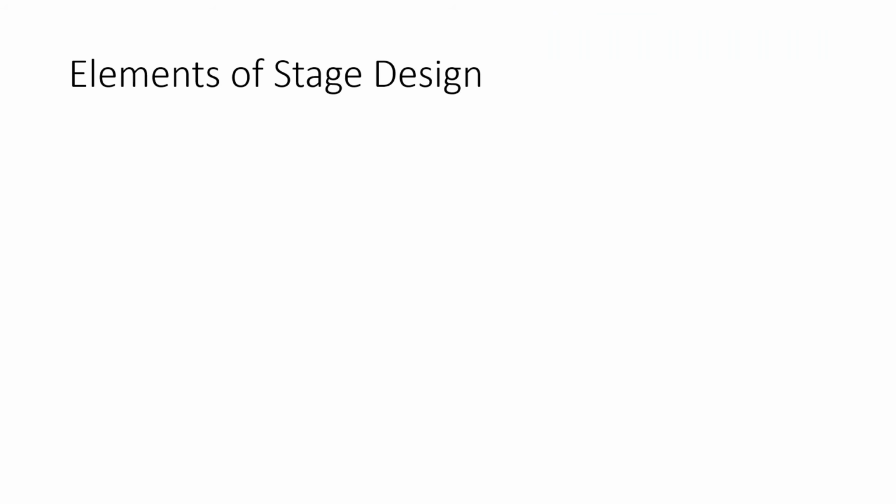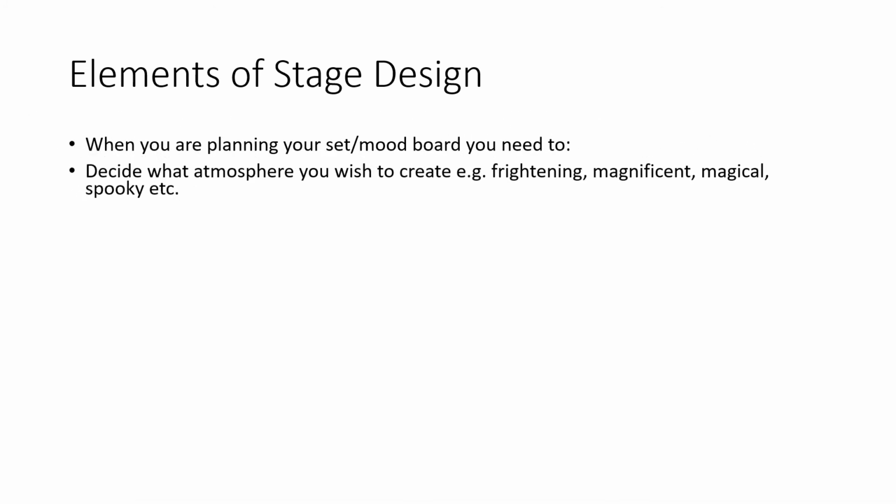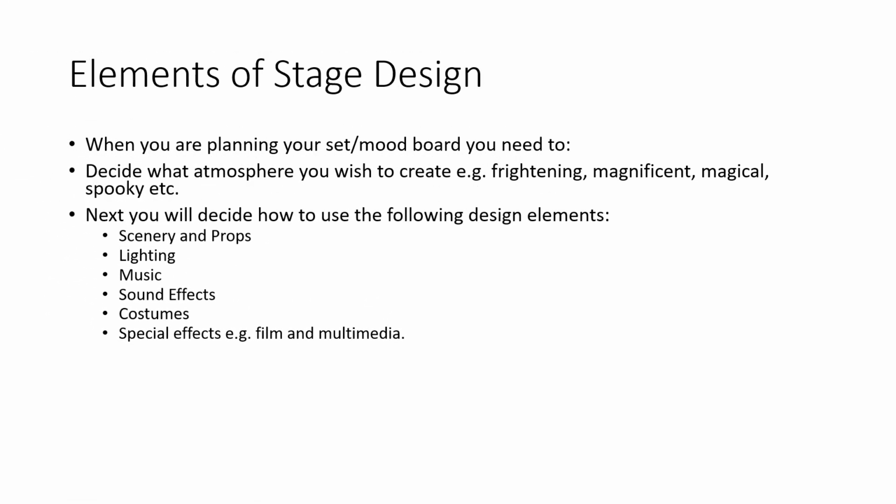So, stage design. What are the elements of stage design that we need to think about? When you're planning your set or mood board, you need to decide what atmosphere you wish to create: frightening, magnificent, magical, spooky, as we've already discussed. Next, you'll decide how to use the following design elements: scenery and props, lighting, music, sound effects, costumes, special effects. You could use film, you could use multimedia, you can project things.